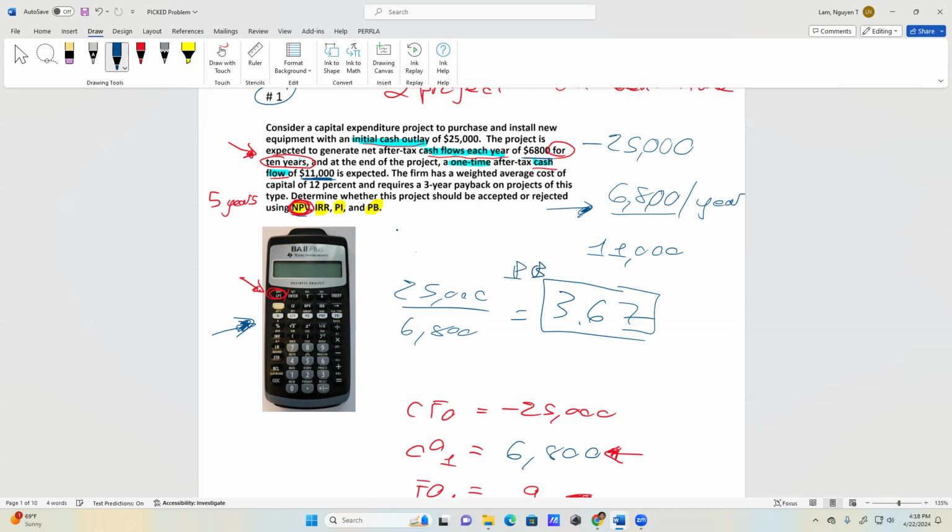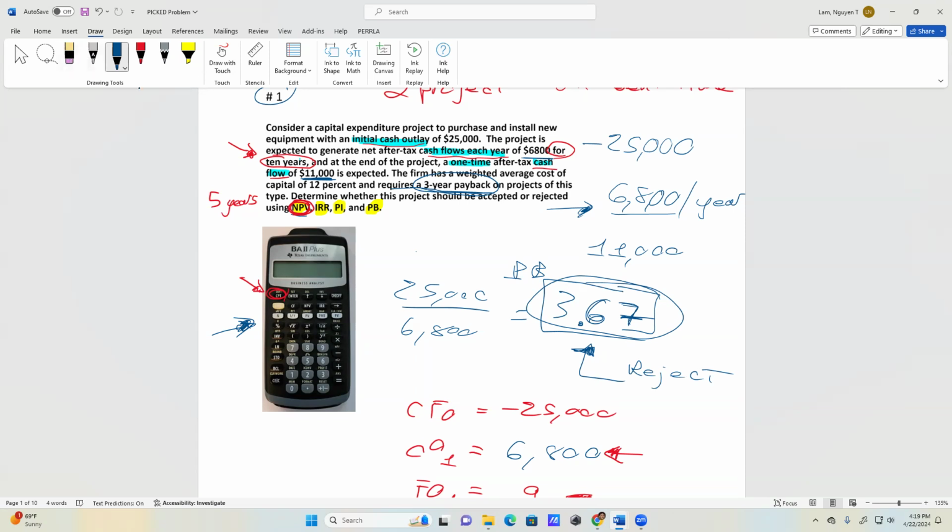This one is the PB value. Right here, it says that it requires 3 years to pay back. However, in reality, it takes 3.67 years to pay back. So if you look at the PB value, you don't want to accept, you want to reject this project, right? Because it takes longer than the required time to pay back.